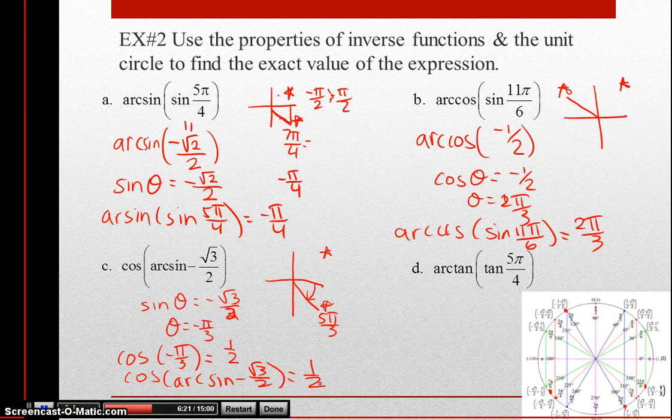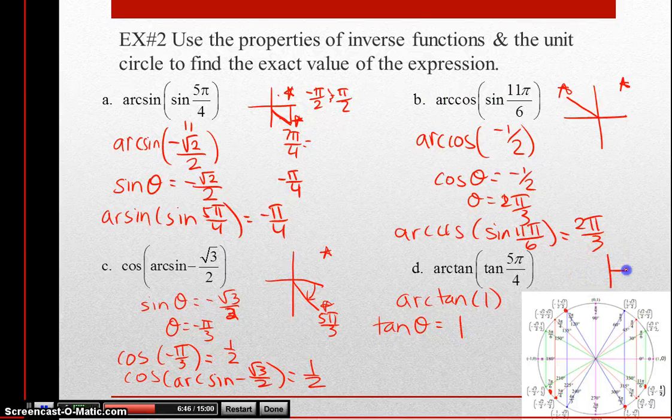The last one we want to look at is the arctangent of the tangent of 5 pi over 4. So we want to find what the tangent of 5 pi over 4 is. 5 pi over 4 is right here, and we know that the tangent is our opposite over adjacent, so this is just going to be a positive 1. So the arctangent of 1, because this right here is 1, and we want to see the tangent of what angle is going to give us 1.